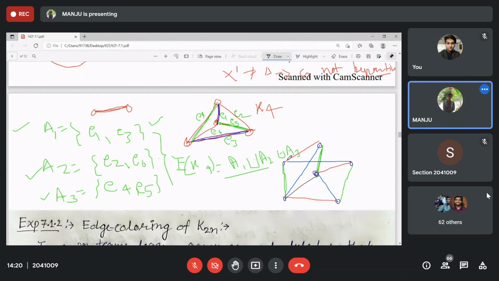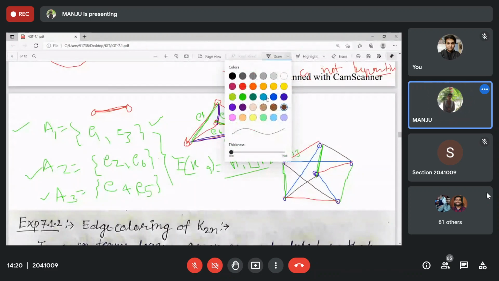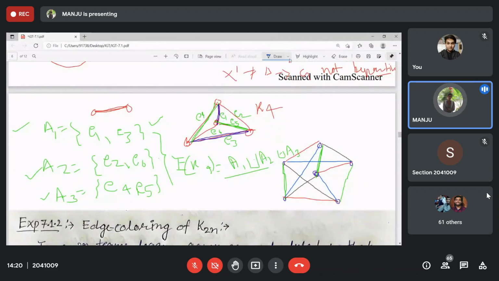Then this one. What about this one? These two vertices are done. These two vertices are done. Then we need this one. Clear? Next. You can have three edges, no? Maximum 3 independent edges. In K6, you have n is equal to 6. Clear?